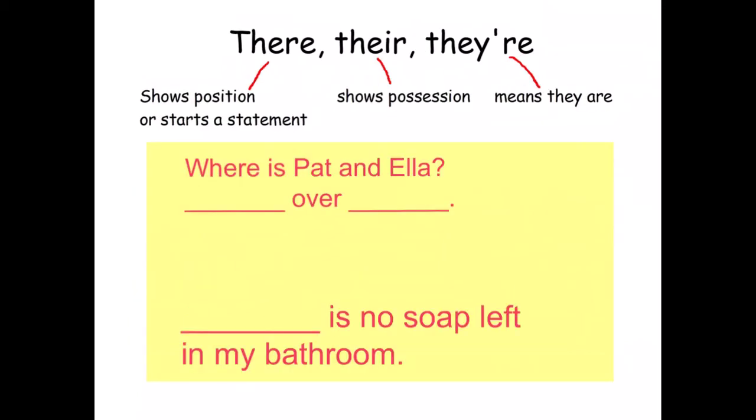Our two sentences then, top one being a little bit tricky, so be careful. Where is Pat and Ella? They're over there. There is no soap left in my bathroom. Can you figure out my three missing homophones? Which there will I use?